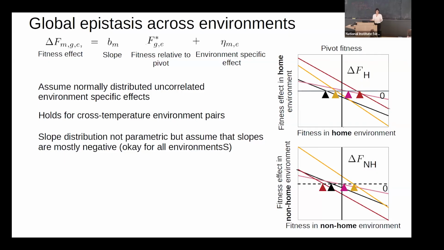And this holds for cross temperature pairs in this specific experiment, but I'm also happy to discuss what happens if there are some correlations. Okay, and we don't need to assume any specific parametric form for the slope distribution, but we need to assume that the slopes are mostly negative, and this is okay for all environments. Forget this S, I added that very last minute.